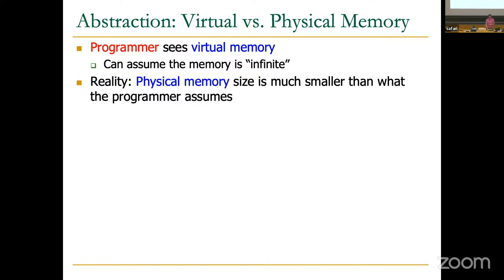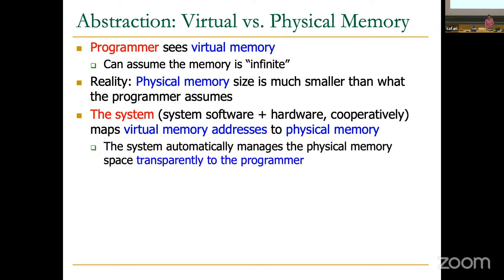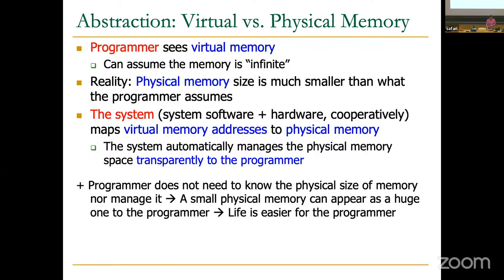So basically, physical memory size is much smaller than what the programmer assumes. And underneath, there's some magic. The system, using some magic, meaning using software and hardware cooperatively, maps virtual addresses to physical addresses, virtual memory addresses to physical memory. And we're going to uncover that magic today. The system automatically manages the physical memory space transparently to the programmer. And this is another reason why this was a very successful idea. If you actually had to find system ideas that have been extremely successful, virtual memory is one of them. But hopefully we'll also say that this may not be the best way to go forward by doing critical thinking either later today or tomorrow. Okay, but it's been very useful.